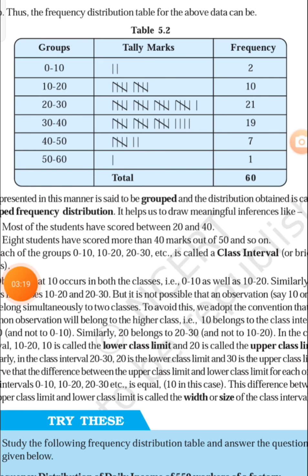If we make a frequency distribution table of these marks, we have to take groups. First group is 0 to 10. That means how many students are getting marks between 0 to 10. Second group is 10 to 20. Third one is 20 to 30, 30 to 40, and so on. Last one is 50 to 60. In 50 to 60 only one student is there.